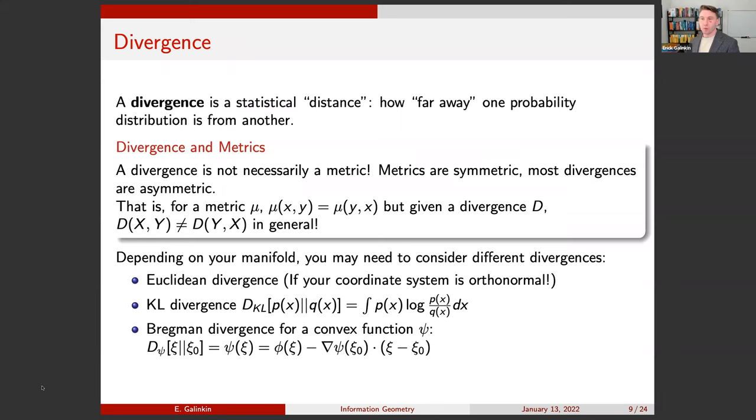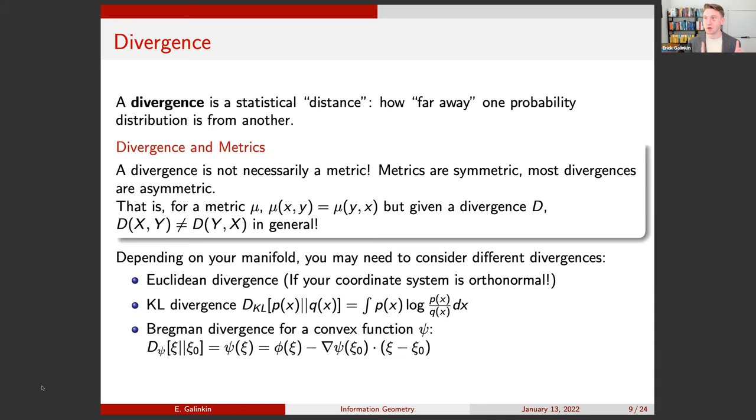So we talked about metrics, and now I want to talk about divergences. When we're talking about probability distributions and when we're talking about information, we're often not able to use a metric. We need to look at divergences. And so a divergence is just a statistical distance. It's how far away one probability distribution is from another. So metrics are symmetric, and a lot of divergences are asymmetric. So there exist divergences that are metrics. All metrics are divergences, but not all divergences are metrics.